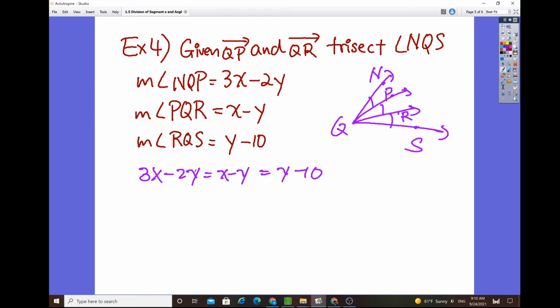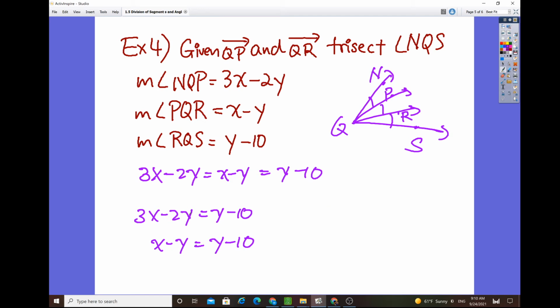You might be wondering, two variables, so definitely we can set up a system of equations. The first equation would be 3x minus 2y equals y minus 10, and the other one is x minus y equals y minus 10. Basically, we can just solve for y and x.